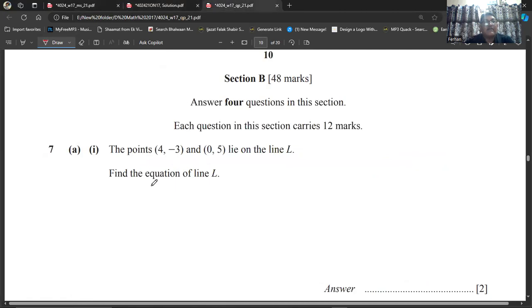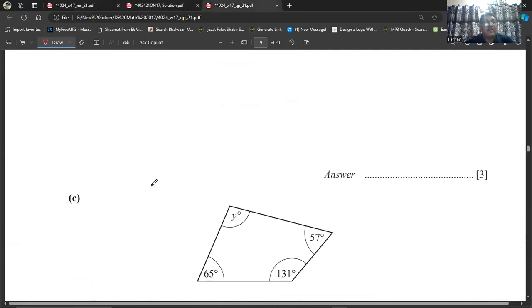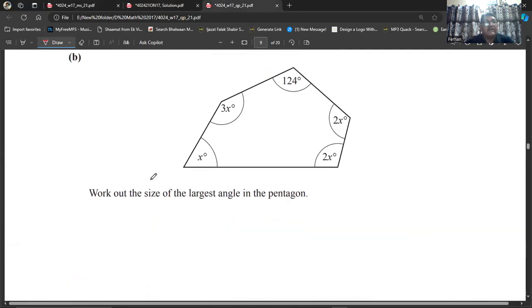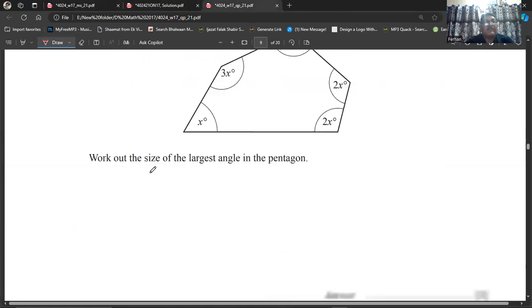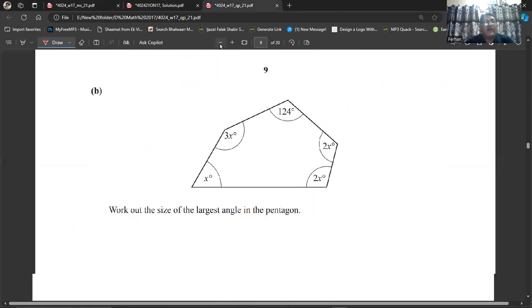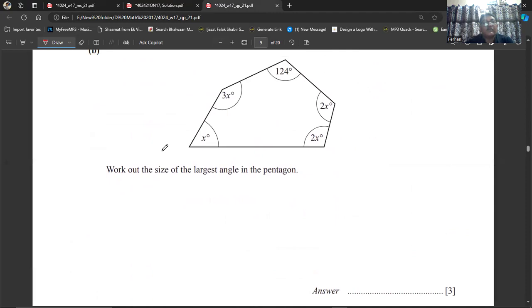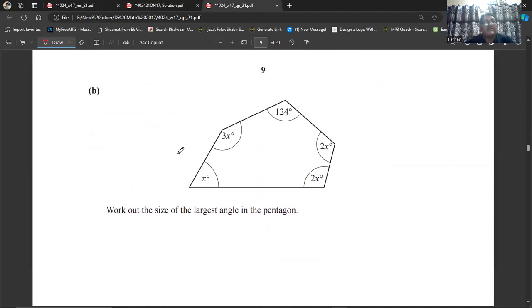I think I have missed question number 6, it's the B part. So if you want to find out question number 6, a 3 marks question, work out the size of the largest angle in the pentagon. So these are the 5 angles.